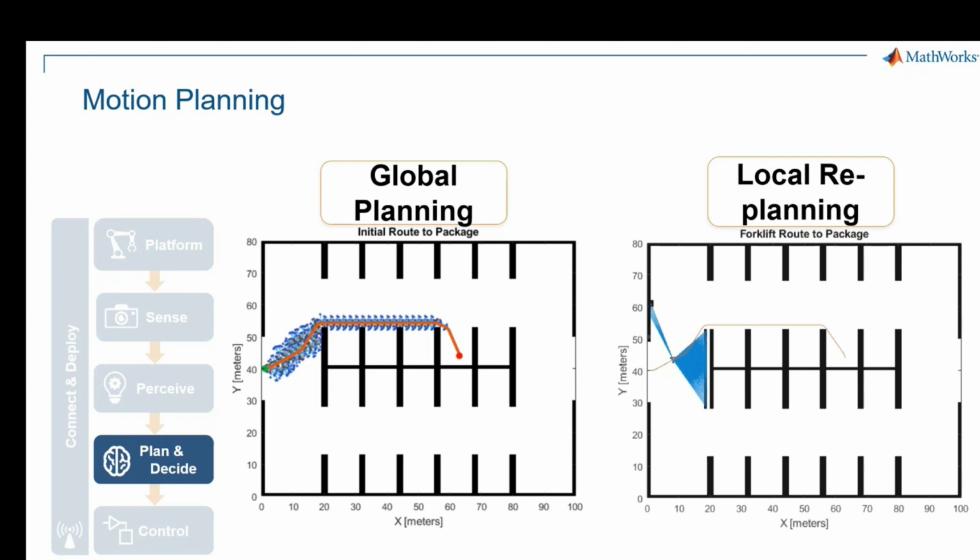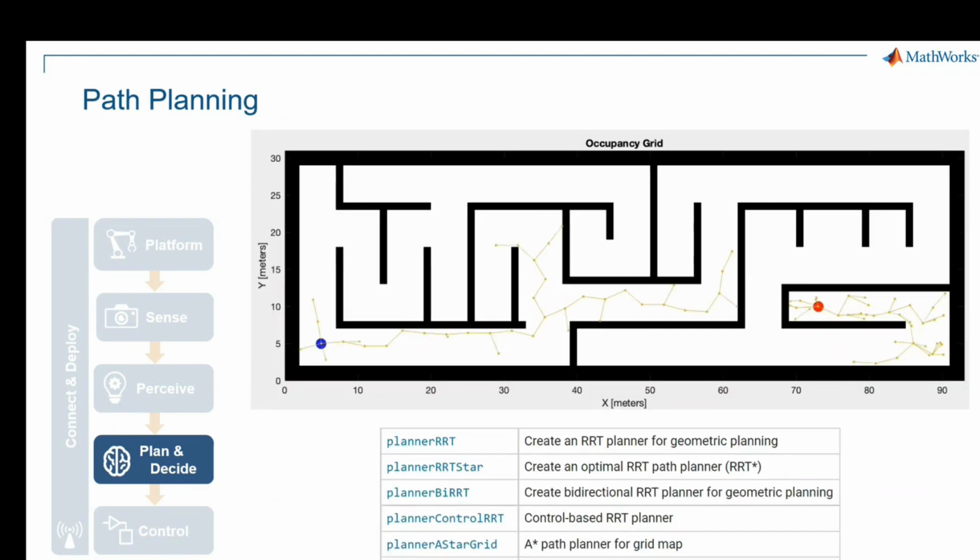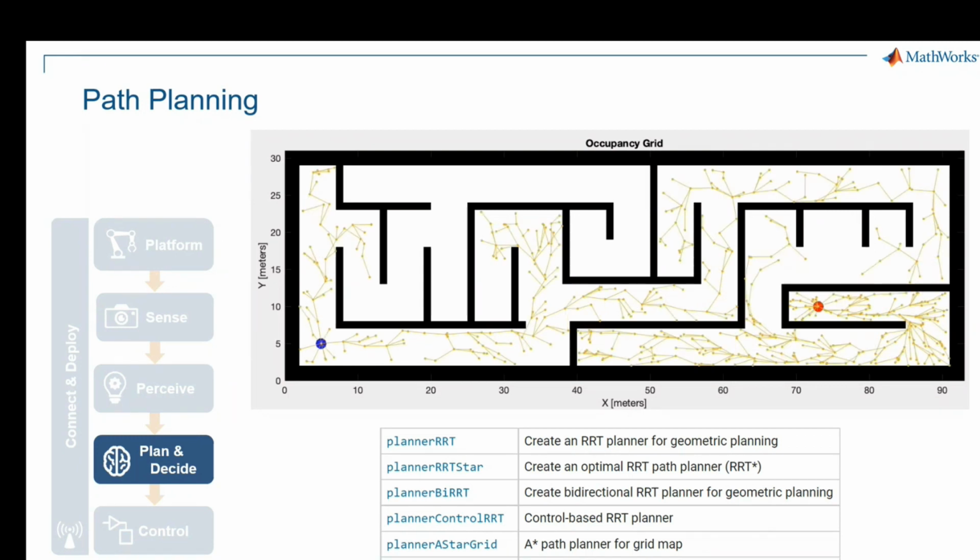However, sometimes we might need to do what we call local replanning. It means during the trajectory of the autonomous system, an object might show up and we might need to change our trajectory. And there are some different algorithms that can be used for local replanning. For global planning, we have a toolbox. It's called the Navigation Toolbox that provides multiple path or motion planners to generate all these sequences, as we can see here in this image, of valid configurations that move an object from a start to a goal end.